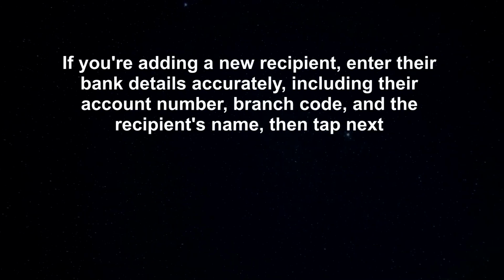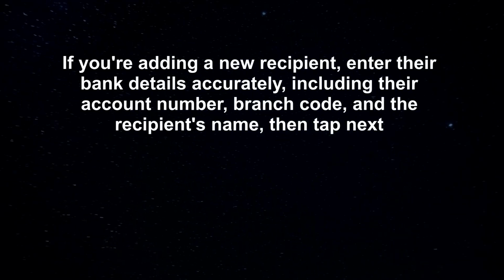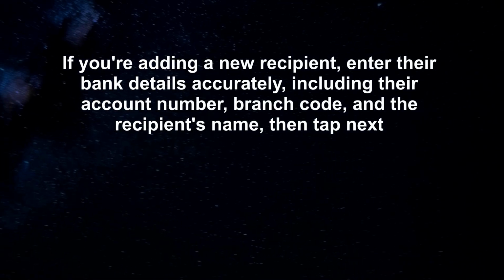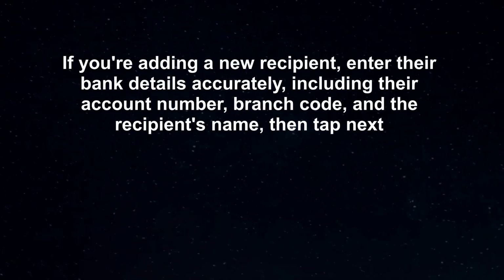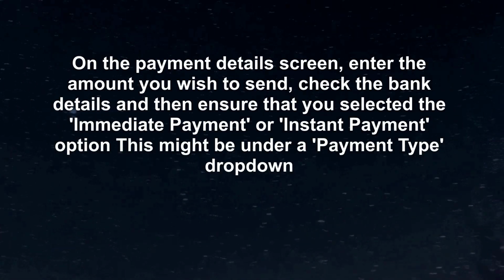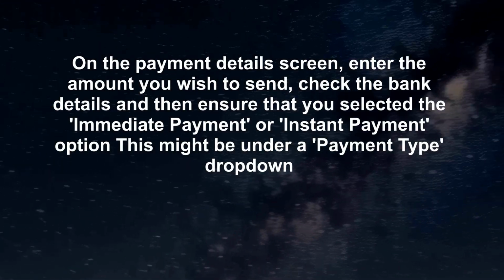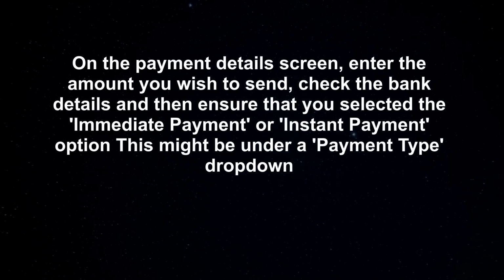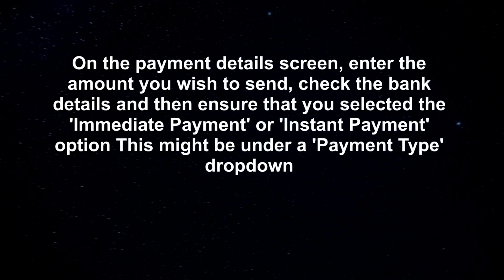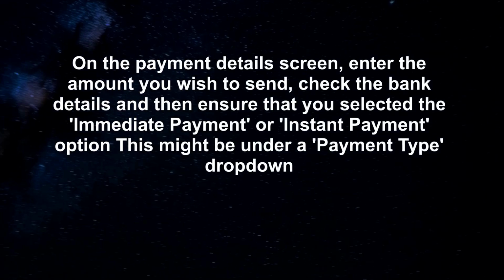If you're adding a new recipient, enter their bank details accurately, including their account number, branch code, and the recipient's name. Then tap Next. On the payment details screen, enter the amount you wish to send, check the bank details, and then ensure that you selected the immediate payment or instant payment option. This might be under a payment type drop-down.